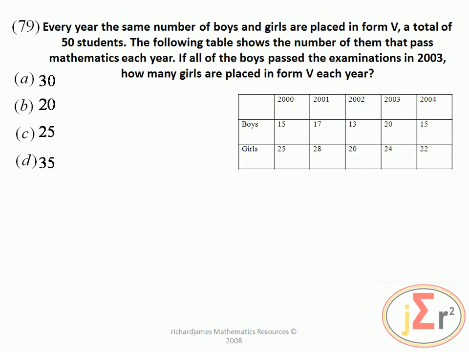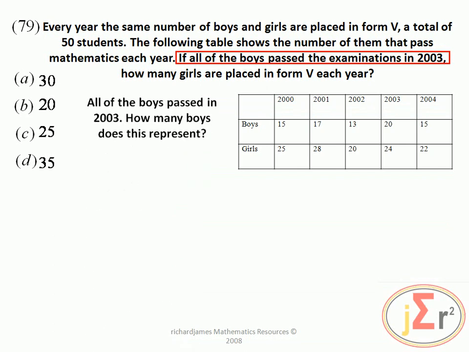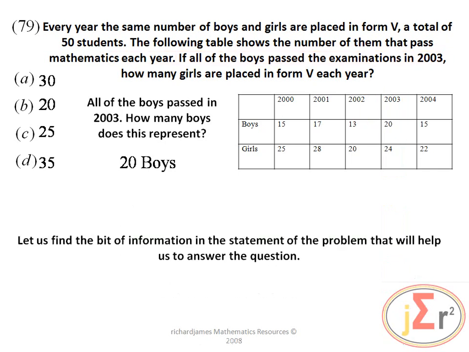Now the problem is also requesting the number of girls that are placed in Form V. So if all of the boys pass the examination in 2003, how many girls are placed in Form V? So all of the boys pass the examination in 2003. How many boys does this represent? 2003, how many boys? 20. Right, so 20 boys in 2003.